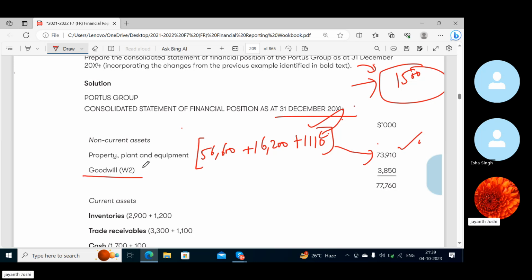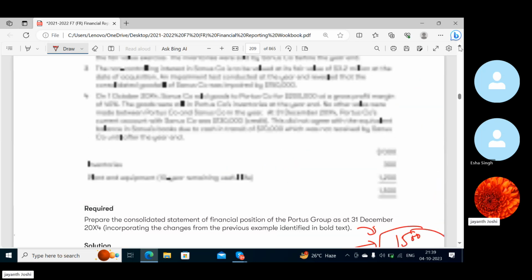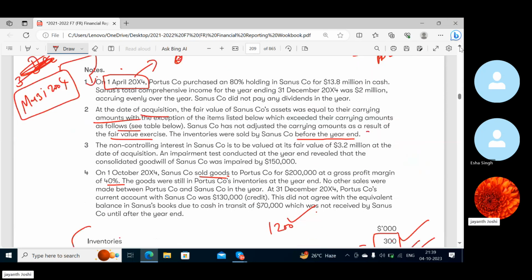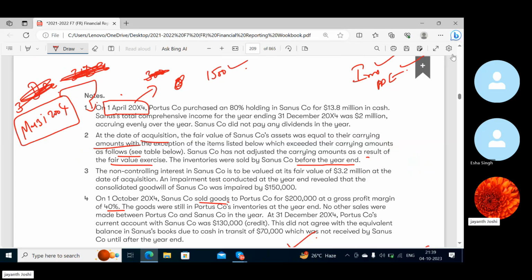Now, the next task I am not going to do simply. You have to find out the goodwill. This is the data in front of you. You should do the goodwill calculation. I'm waiting for you. Okay, come on, start. I'm giving the time to you. Come on.